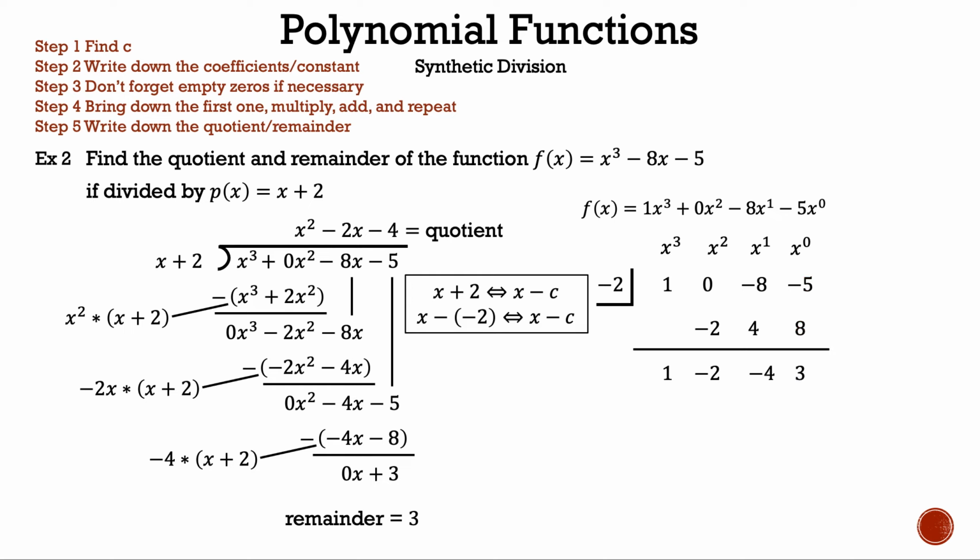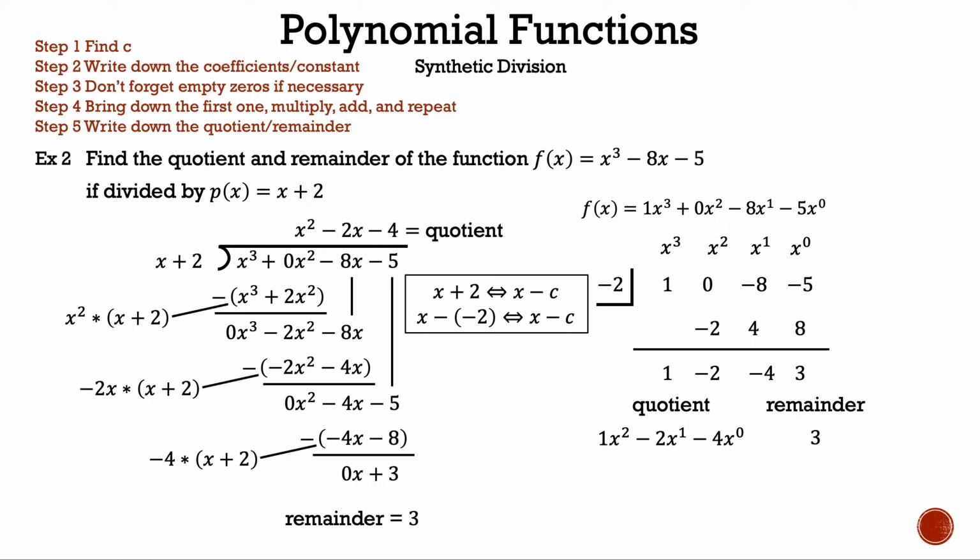Now, what do we do with these numbers? Well, the bottom row loses a power, so the 1 goes in front of the x to the power of 2, the negative 2 goes in front of the x to the power of 1, and the negative 4 goes in front of the x to the power of 0. And the last number is the remainder, in this case 3. Do we think the quotient and the remainder match with the long division?